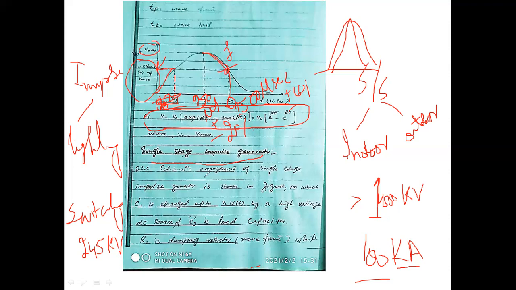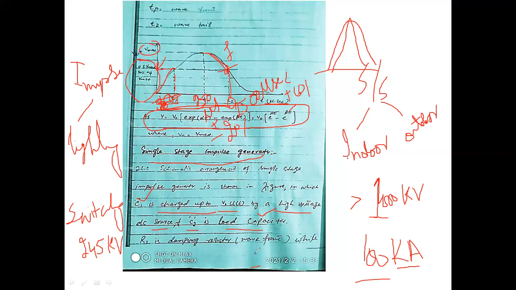Okay, so the schematic arrangement of the single stage generator is shown in the next slide, in which C1 is charged up to V naught u(t) by a high voltage DC source. Okay, and C2 is the load capacitor. So C1, the charge capacitor, acts as a source, and C2 acts as a load capacitor, and we will take the output across this C2.